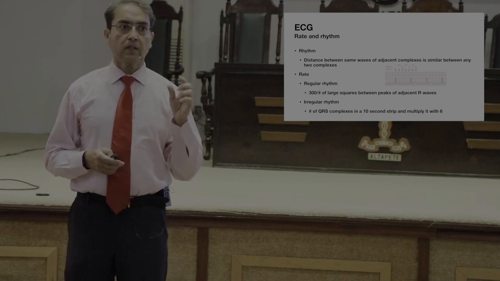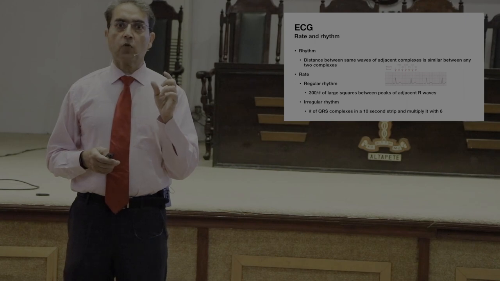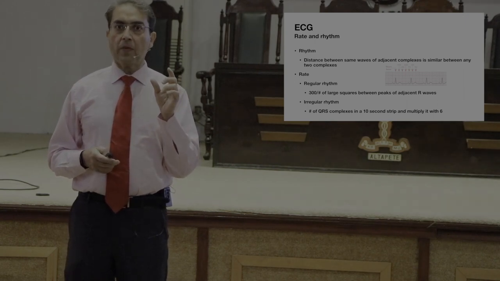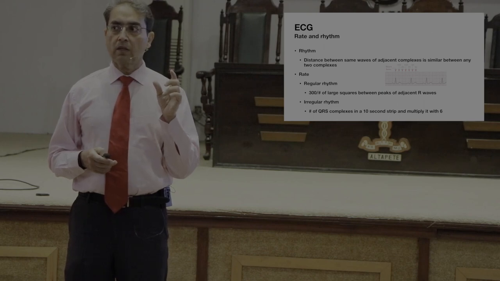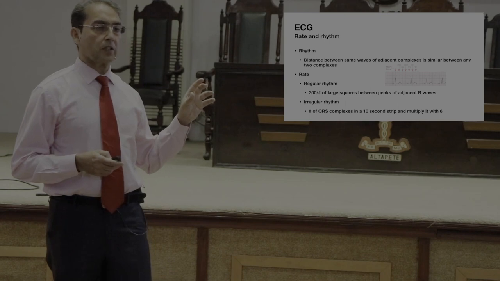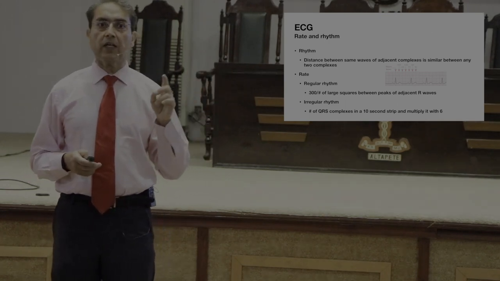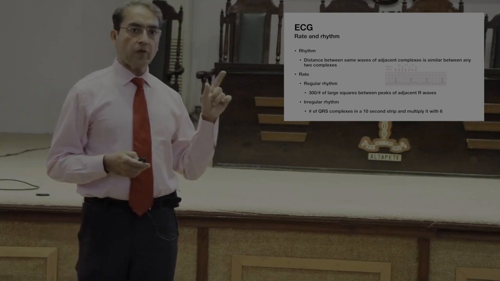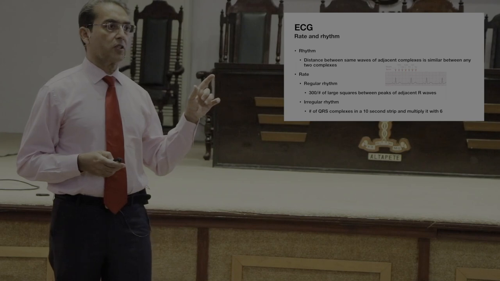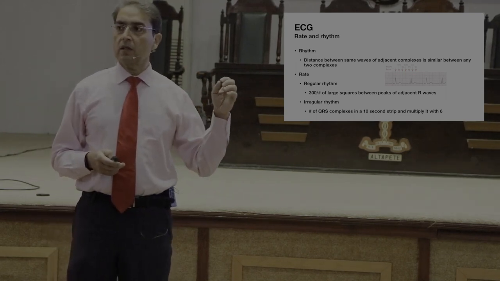One large square is 0.2 seconds. So how many large squares will make 1 second? 5. And how many large squares will make 10 seconds? It will be 50 large squares. So we take 50 large squares, the 10 second strip, and calculate how many complexes there are in that strip. If there are, for example, 30, we multiply it with 6.